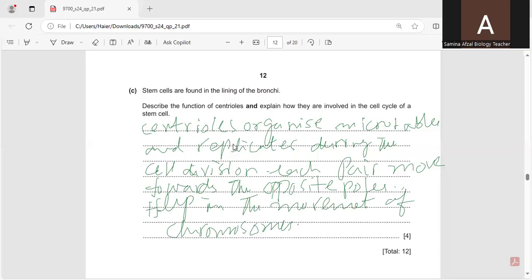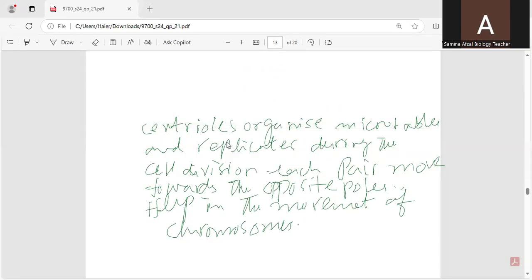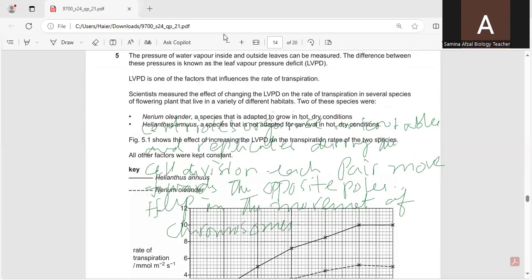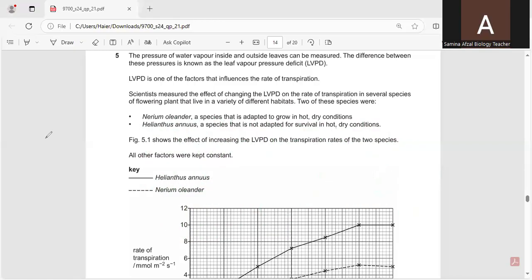Now the next question, question number 5. The pressure of water vapors inside and outside leaves can be measured. The difference between these pressures is known as the leaf vapor pressure deficit, LVPD. LVPD is one of the factors that influence the rate of transpiration.